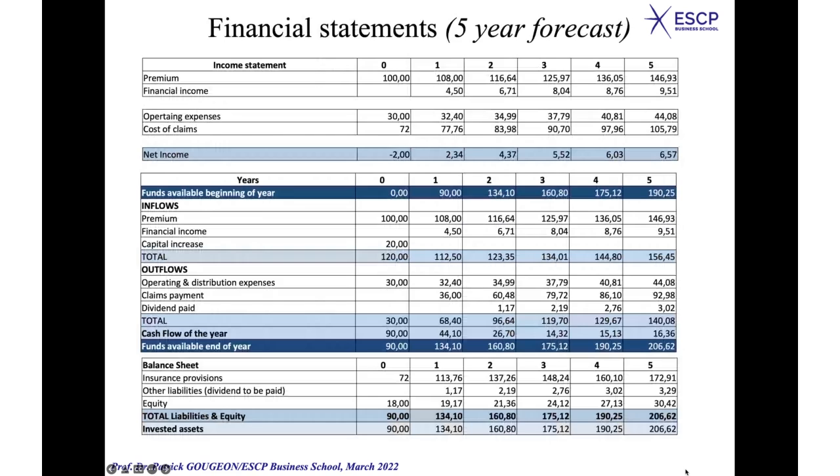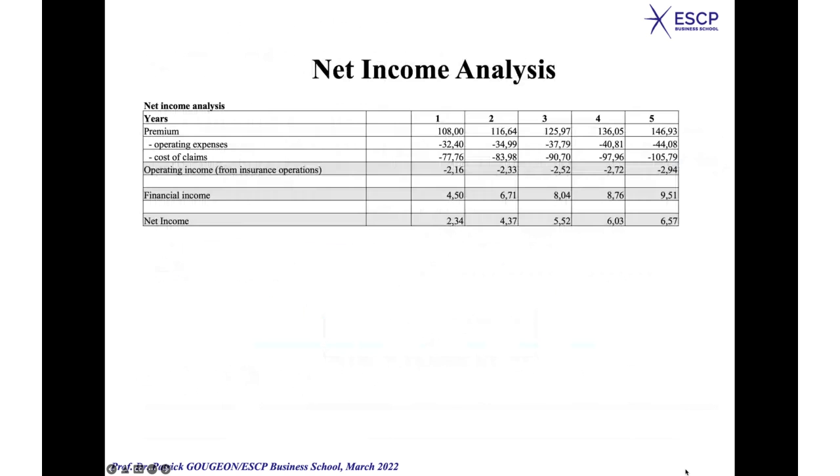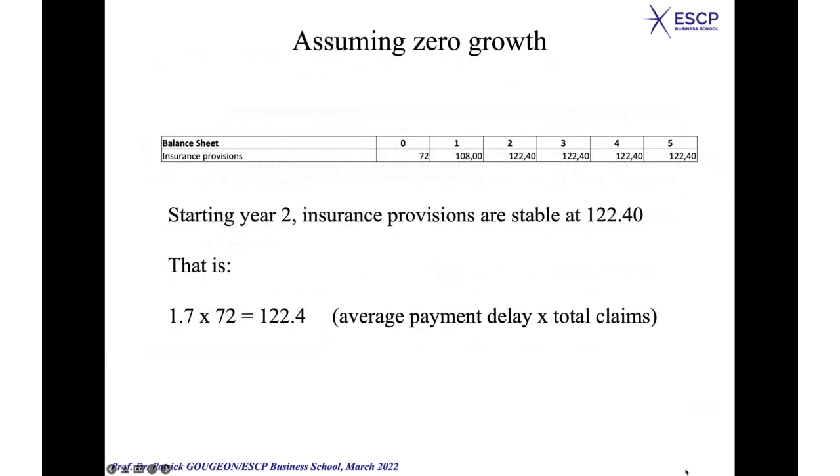Here, you see, we have 206.62 for the total invested assets. But if you look at insurance provisions, it grows and tends to stabilize around 170. What does this number 170 come from? Why is it 172.91? Well, to have a better understanding, I'm now assuming that the growth rate will be 0, rather than 8%. So I make the same calculation with 0 growth.